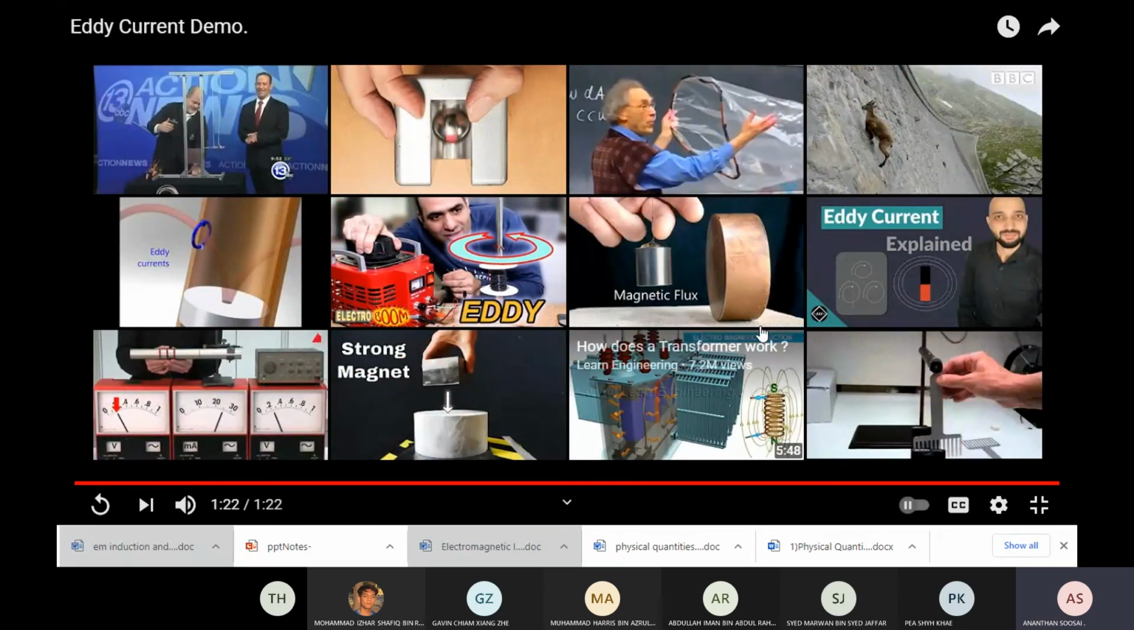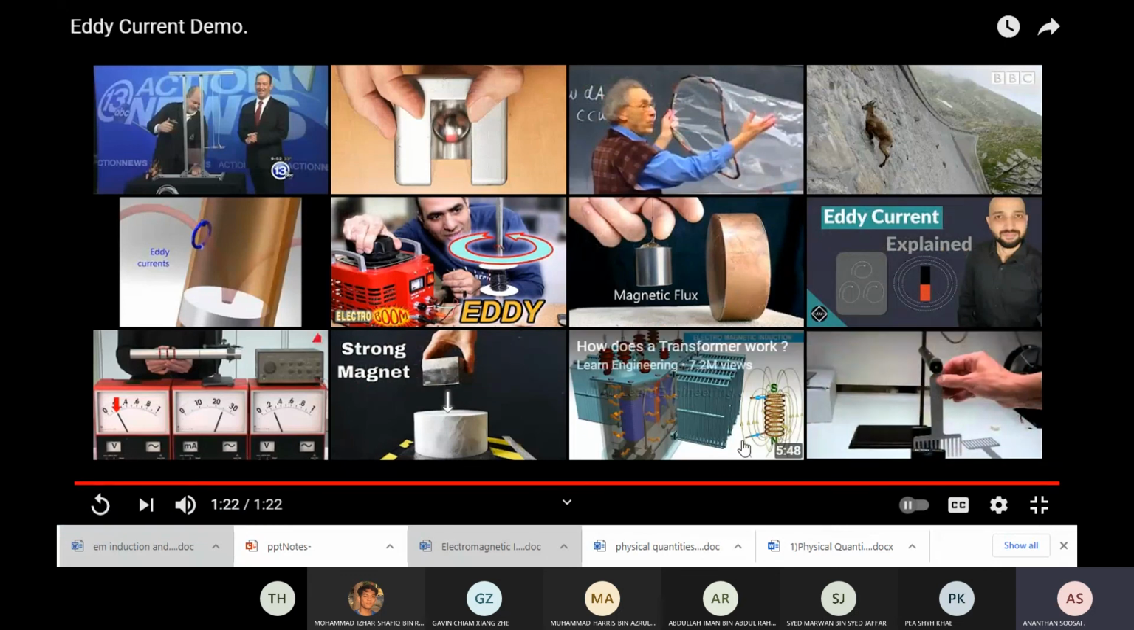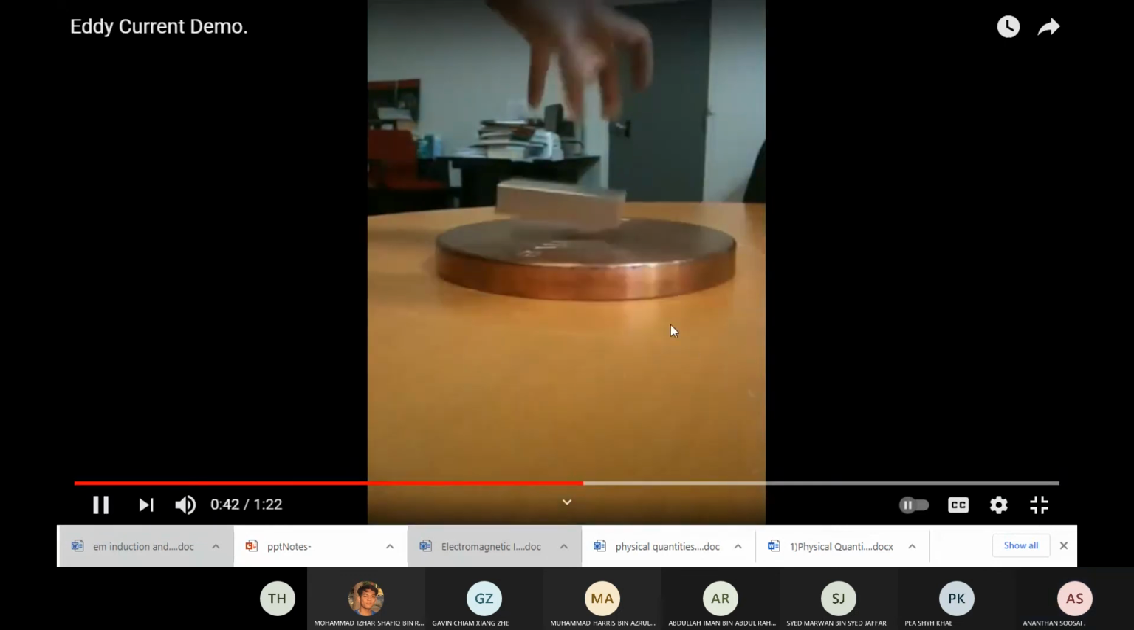Okay, this is called eddy current. You have lots of videos on it. So just now you see.